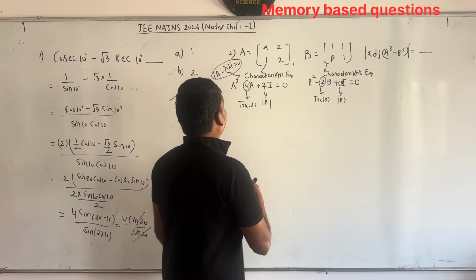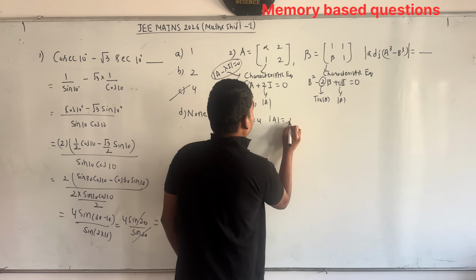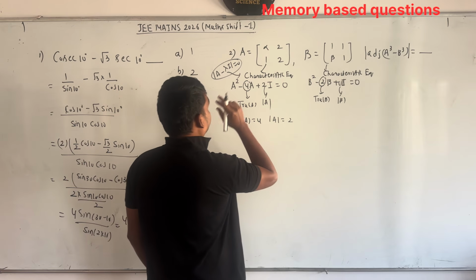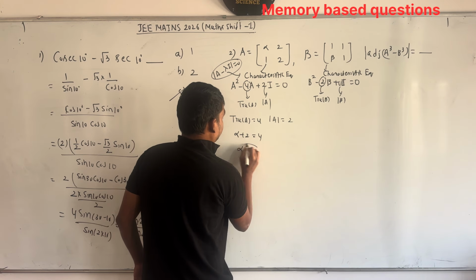Determinant of B. So now we got the trace of A as 4 and determinant of A equal to 2. So 2 equations we got, we'll solve and get the alpha value. Okay. 2 equations, trace of A is alpha plus 2 equals 4, alpha equals 4 minus 2.